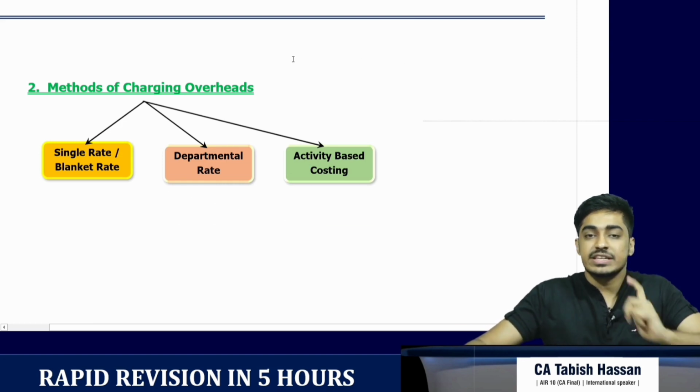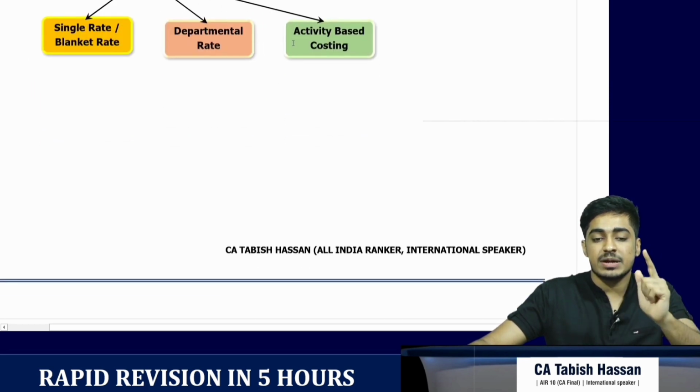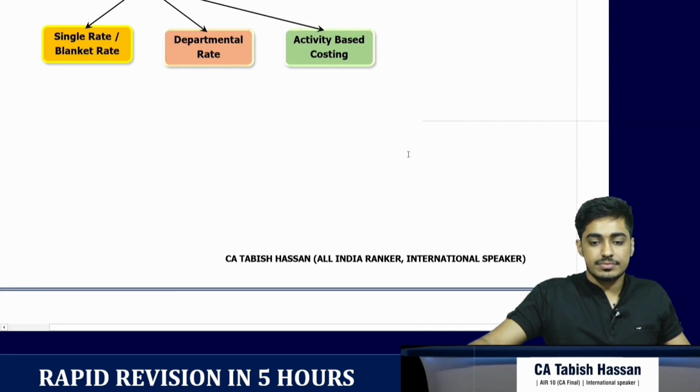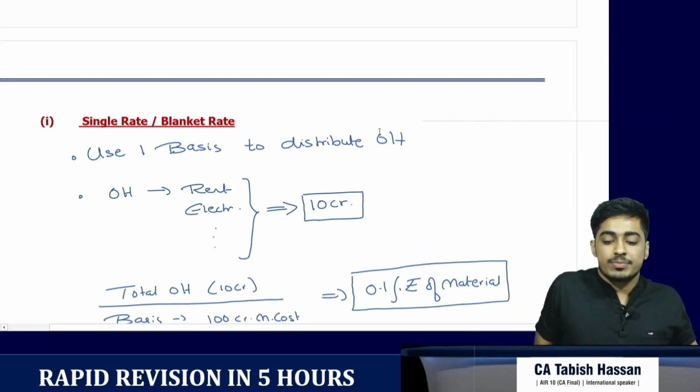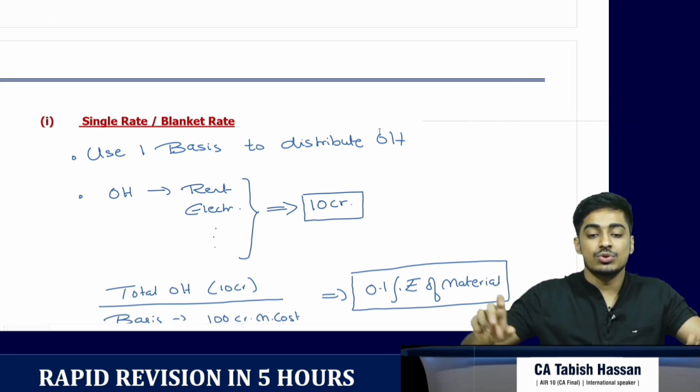Okay, now we have different methods of charging overhead. First, we have the single rate or blanket rate. Then we have departmental rate, and next we have activity based costing. Okay, single rate or blanket rate. What are we doing? We are using one single basis to distribute the total overhead.